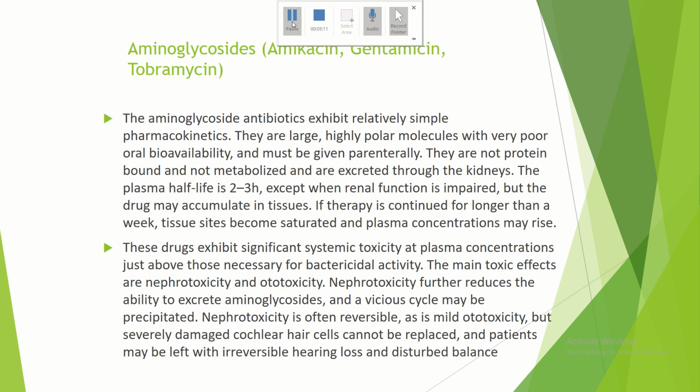Aminoglycoside antibiotics must be given parenterally, since they have poor oral bioavailability and are excreted through the kidneys. The plasma half-life is 2 to 3 hours, except when renal function is impaired, but the drug may accumulate in tissue. If the therapy is continued for longer than a week, tissue sites become saturated and plasma concentration may rise. So, we do therapeutic drug monitoring for aminoglycosides since if plasma concentrations are above what is necessary for bactericidal activity, that will lead to reversible nephrotoxicity and irreversible ototoxicity.